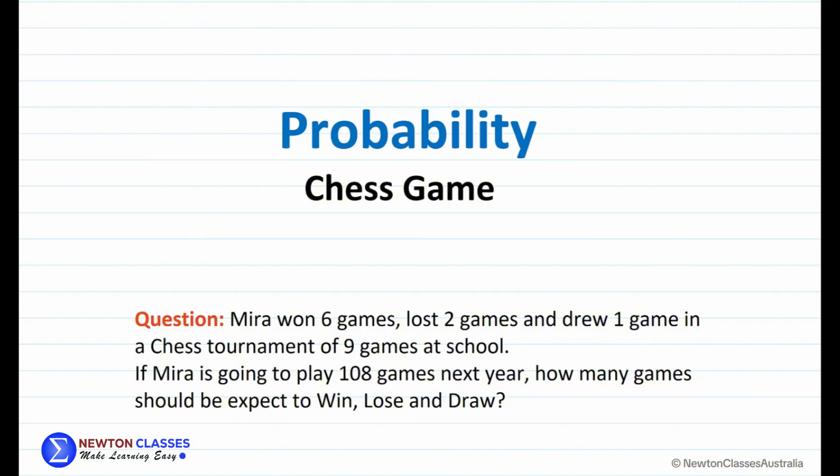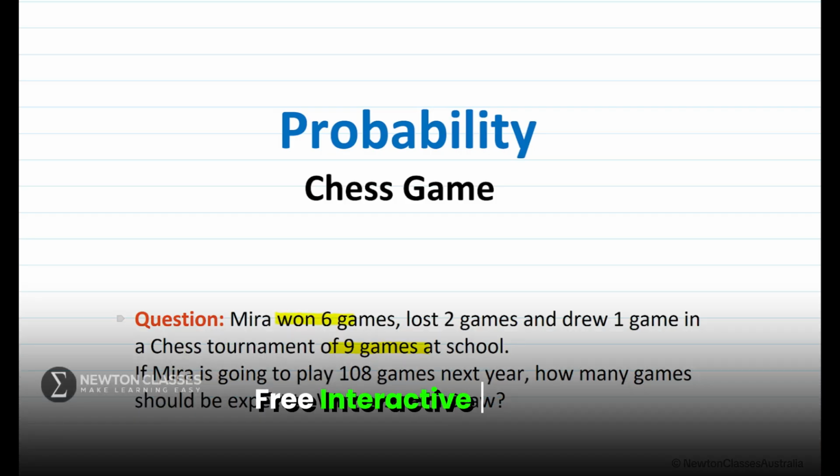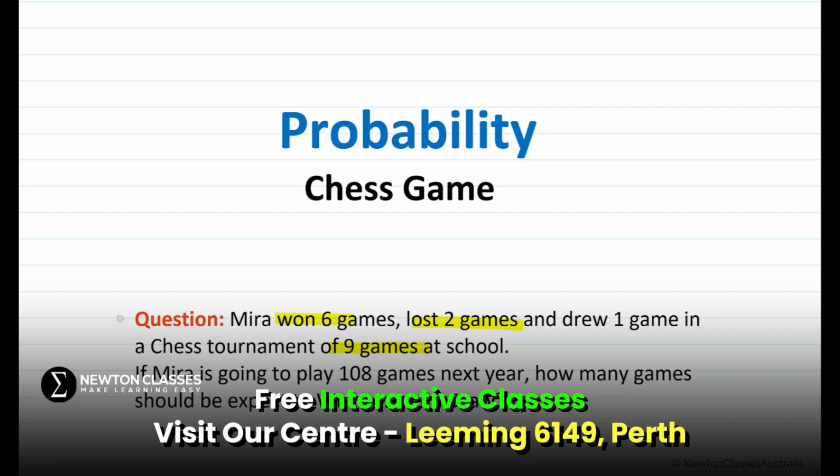There are a lot of things we can do. A similar way to do it, very easy to apply a simple formula. So let us take an example. There is a student Meera, and Meera is playing a tournament of 9 games at school. Meera won 6 games, lost 2 games, and drew 1 game. So the total number of games Meera played is 9. Winning is 6, losing is 2, draw is 1 game.